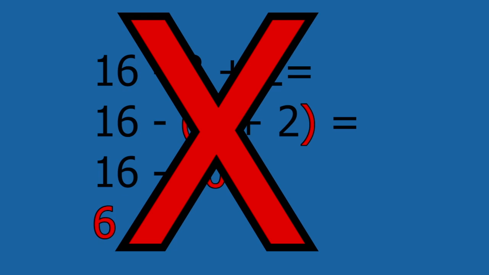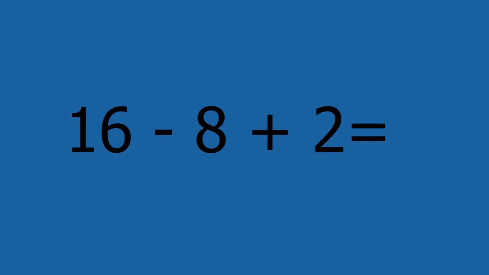Remember, multiplication and division are on the same level, so left to right. In this case, addition and subtraction are on the same level, so you carry out left to right. This is how we should approach the problem. Once again, we have 16 minus 8 plus 2, right? Since addition and subtraction are on the same level, we just solve this problem left to right.